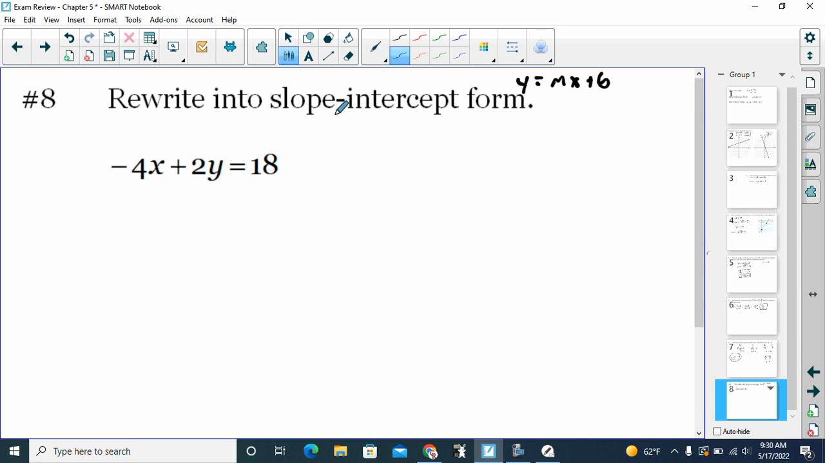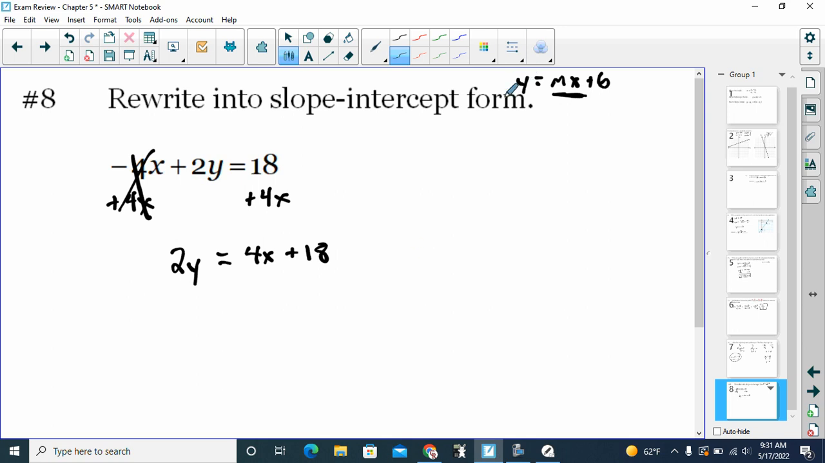-4x plus 2y equals 18. So I can solve for y. I need to move the 4x over first. So I've got -4x, so I want to add 4x to cancel out that -4x. So I've got positive 2y equals 18 plus 4x. Well, remember we usually write the x first. So let's do the positive 4x first. And then I've got positive 18, so plus 18. 2y equals 4x plus 18.